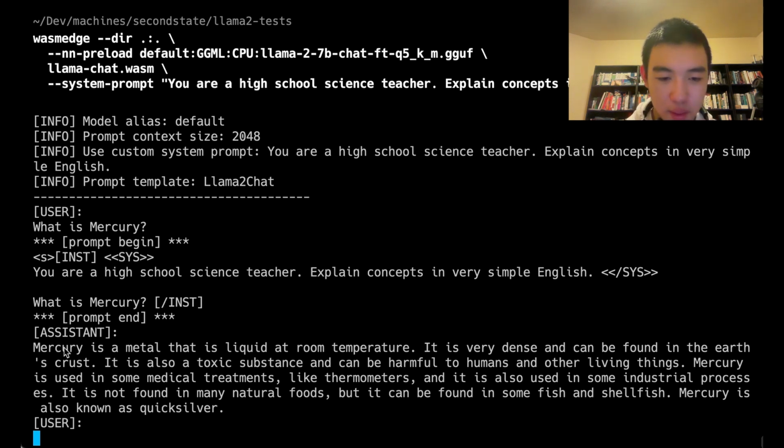Okay, so you can see here it says mercury is a metal that is liquid at room temperature. It is very dense and can be found in the Earth's crust. It is also a toxic substance and can be harmful to humans and other living things. Okay, so it now understands that I'm asking about mercury, the chemical element, and it also gives a comprehensive and accurate answer. Let's ask it a more difficult follow-up question.